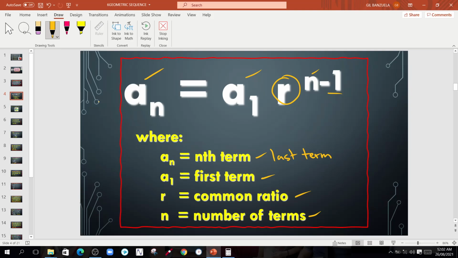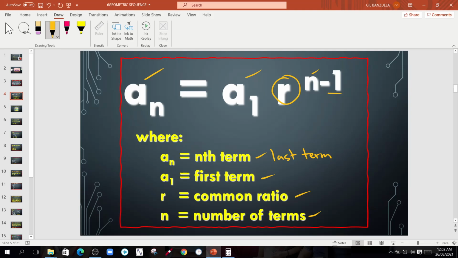Again, a sub n is the last term. Kung ano man yung nasa left side na yan, that is the last term. Kung geometric sequence ang pinag-uusapan, that is always equal to the first term, multiplied by the common ratio, then raised to the number of terms minus 1.